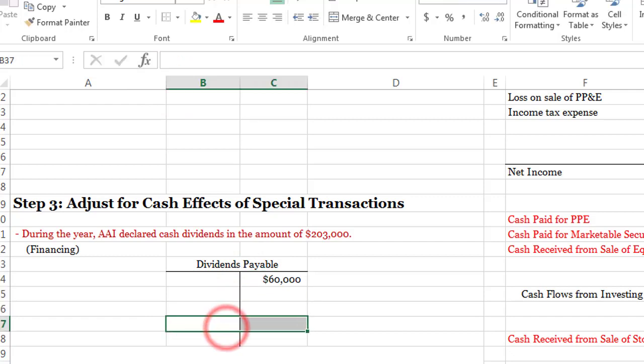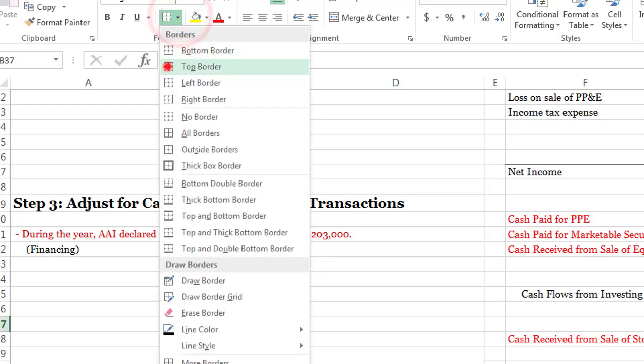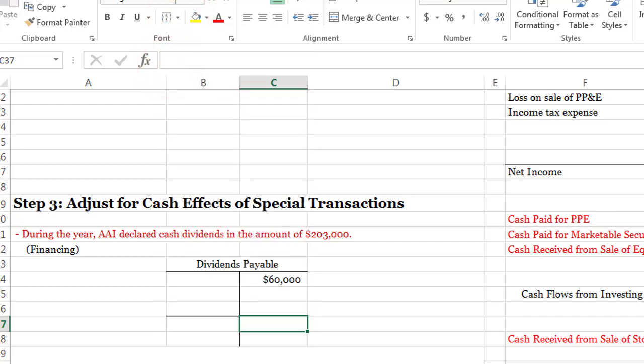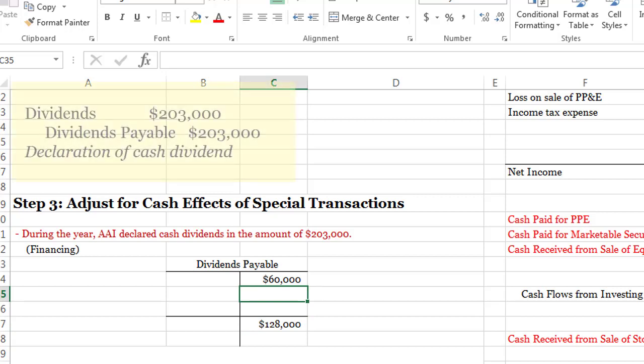I just looked at the account balances, and I know that it began at $60,000, and down here we'll put an underline, and we'll put in the ending balance. Again, I just saw it. It was $128,000. The other thing I know is that I declared a cash dividend of $203,000. So let's see. The declaration of a cash dividend would be a debit to dividends and a credit to dividends payable.